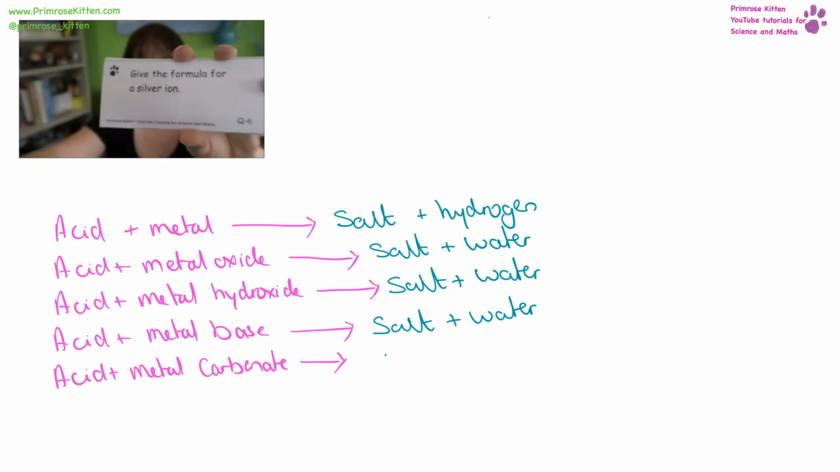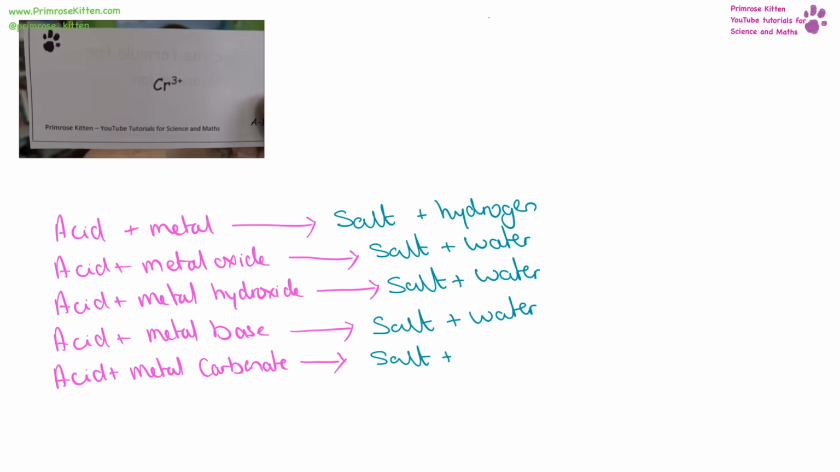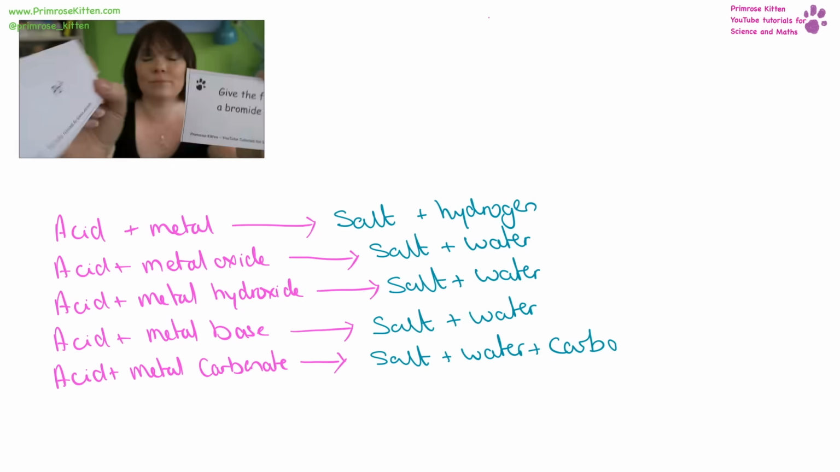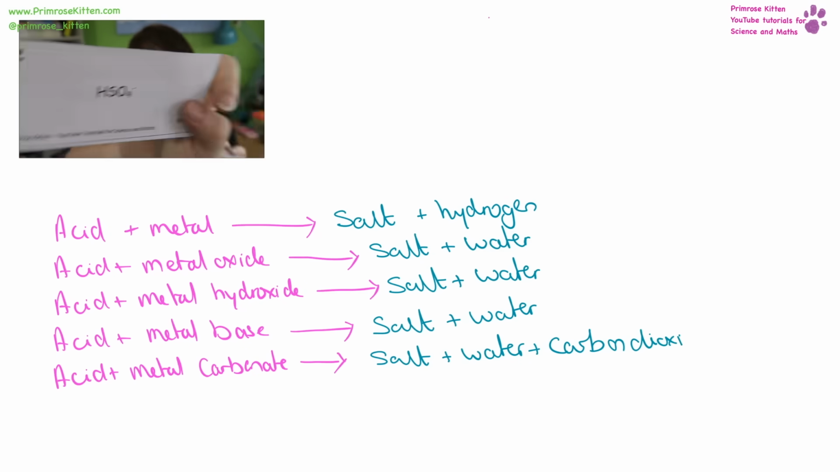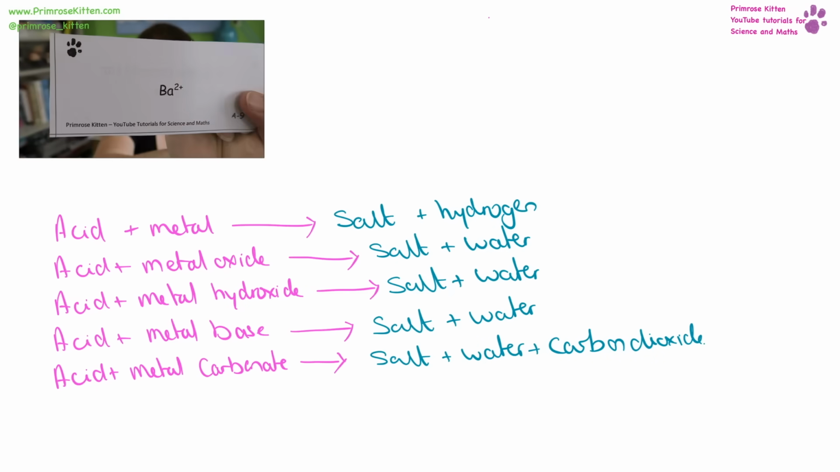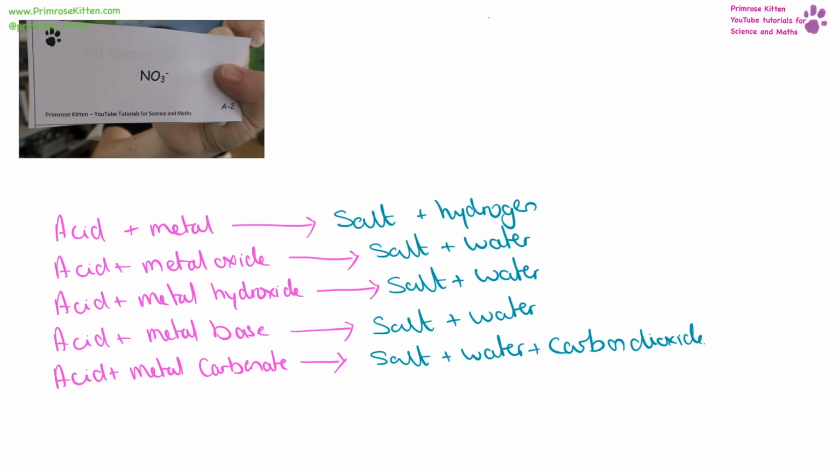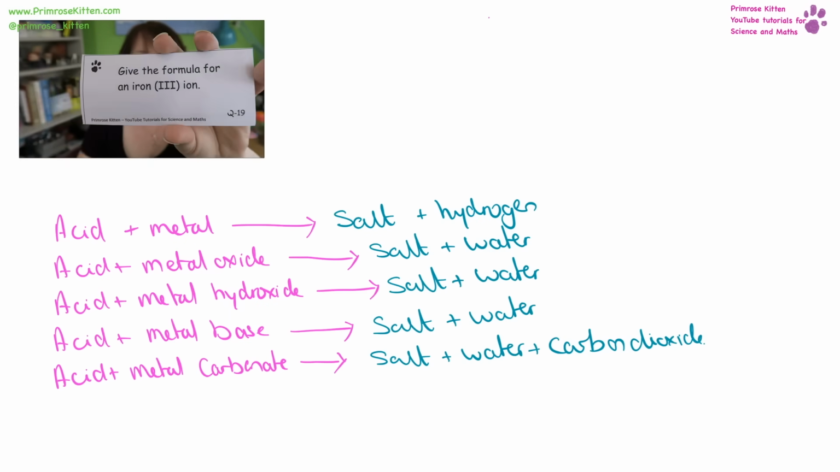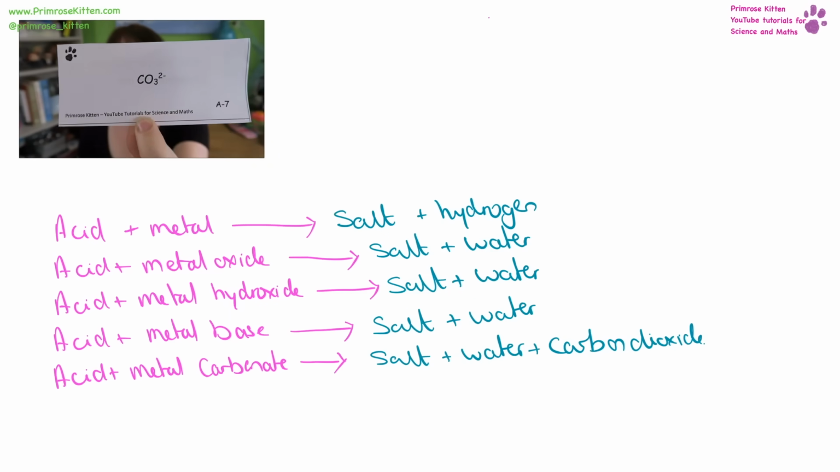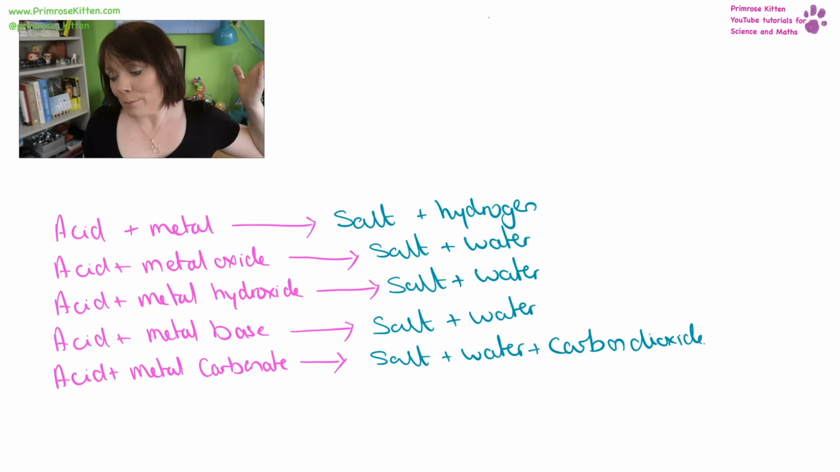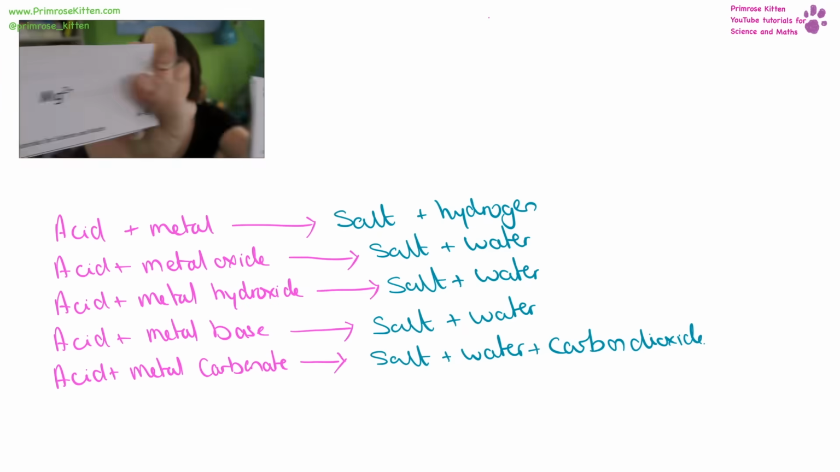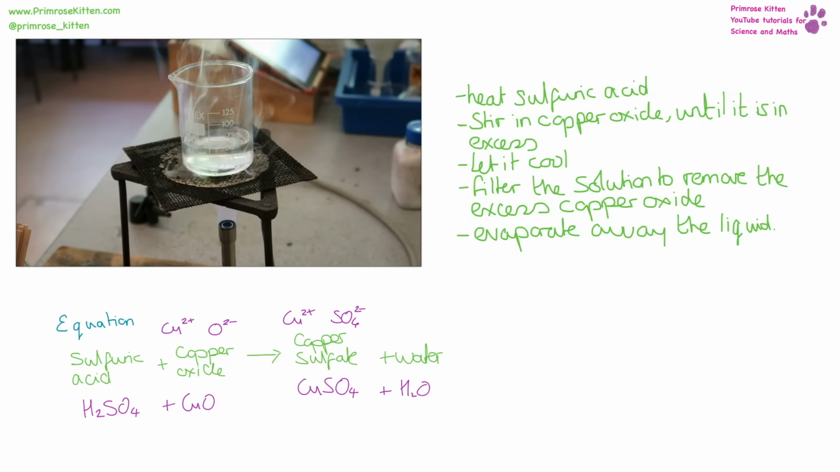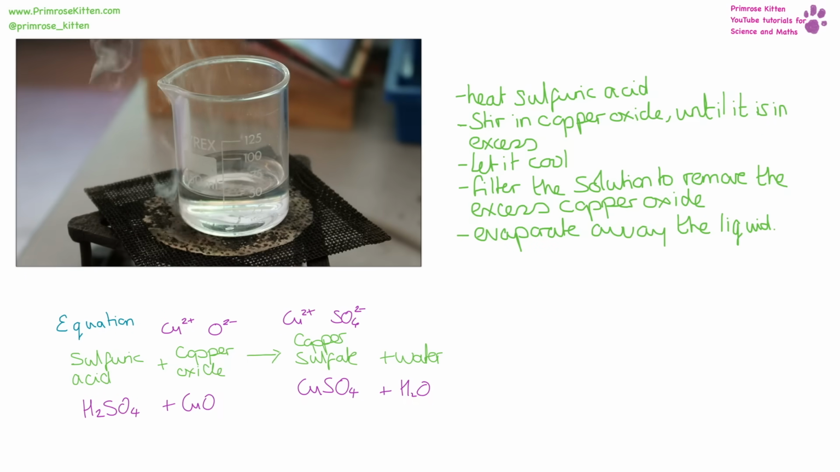Acid plus metal carbonate is going to give us a salt, water, and carbon dioxide. To work out the formula of the salts, you need to know the formula of all of your ions. I've made flashcards to help you with this. You can watch the video. I'm afraid you're going to need to watch it over and over again so that you learn it. And then you're going to need to make sure that you combine the ions in such a way that they are neutral overall.